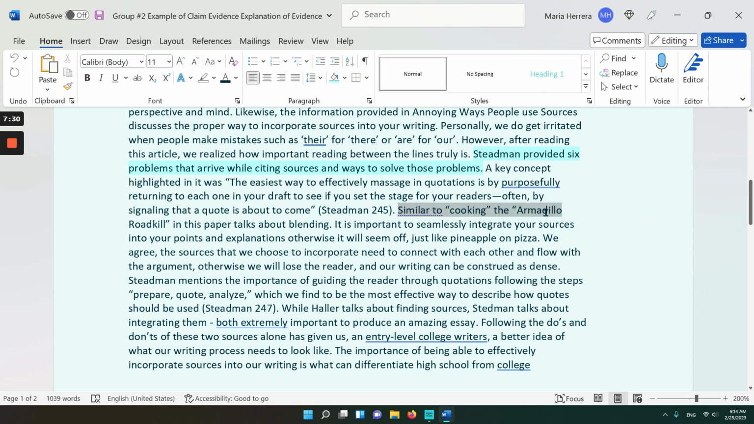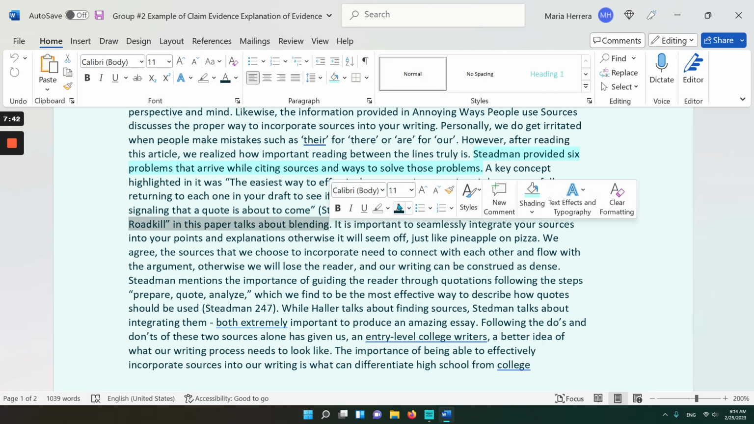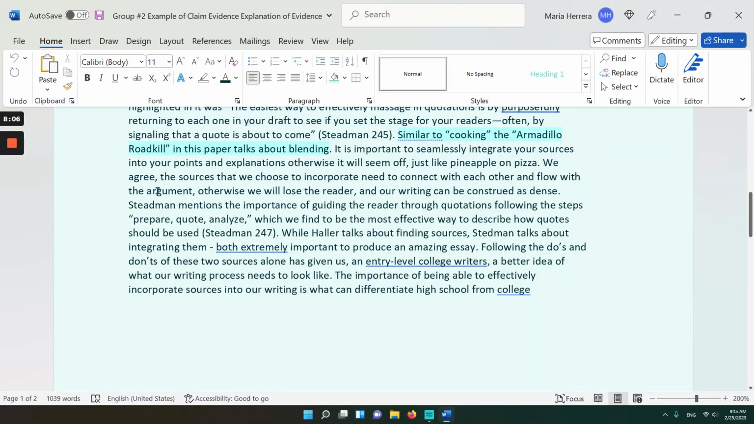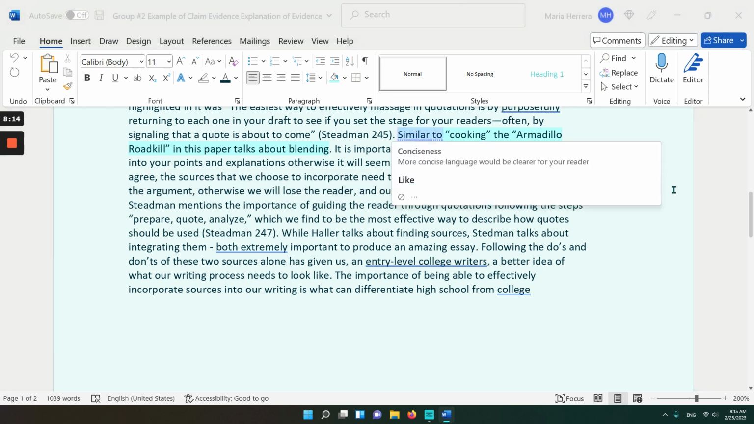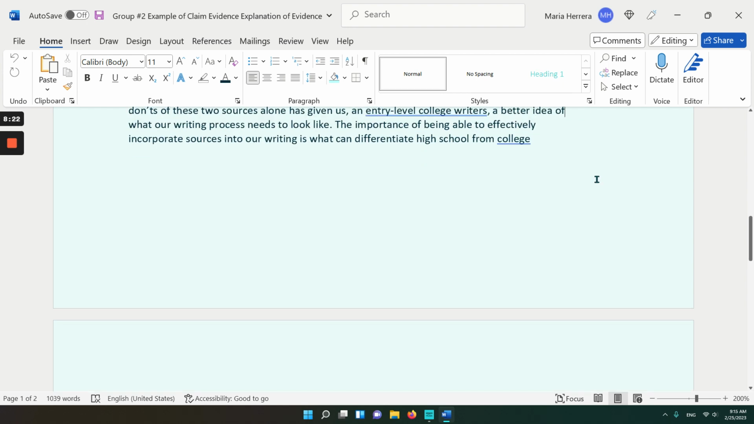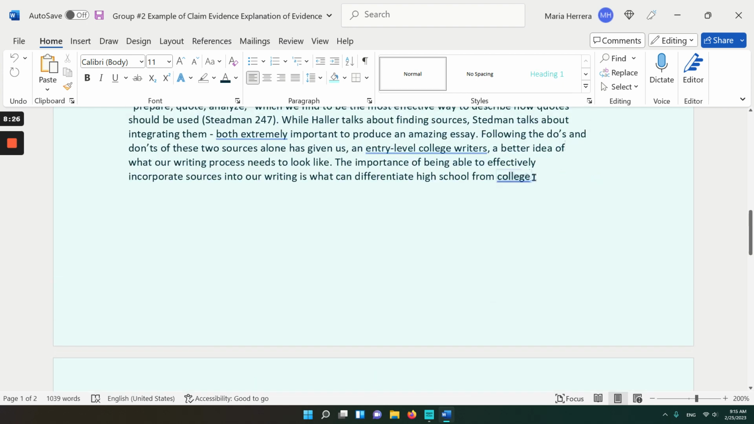And then we have, similar to cooking the armadillo roadkill, that is very important because we are thinking over here about the potential. I want everybody to look at this. Well, we can do shading. I want everybody to look at this and notice how this particular sentence over here is basically establishing the connection between article number 1, Haller, and article number 2, which is Stedman. So we have that. And then we have more evidence over here, even though we have explanation of evidence from the previous section over here. Sorry about that. And then we have this particular section, which is explanation 2. And I'm going, okay, that works. And over here we have a word missing.